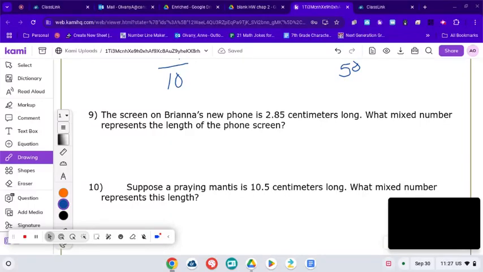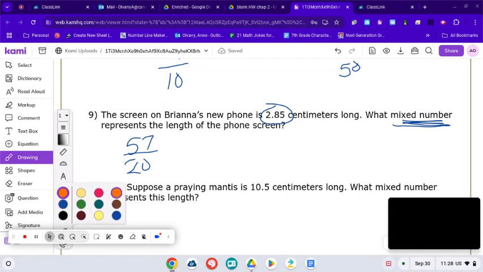The screen on Brianna's new phone is 2.85 centimeters long. What mixed number represents the length of the phone? So a mixed number means it's a number with a fraction. So you're just going to type in 2.85 into your calculator, hit that double arrow. It comes up 57 twentieths. Is that a mixed number? No, that's an improper fraction.